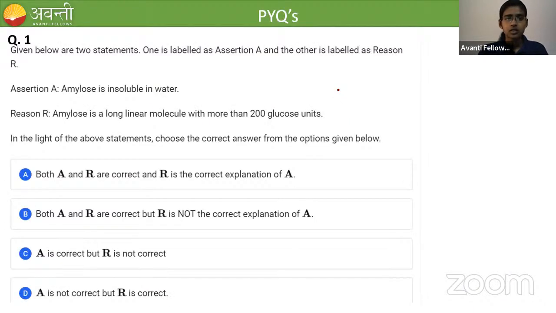So you can see the question on the screen. Given below are two statements. One is labeled as assertion, and another one is labeled as reason. The assertion is amylose is insoluble in water. And the reason is amylose is a long linear molecule with more than 200 glucose units. You have to choose the correct answer from the given options below. So you can take a few minutes and try for the answer.